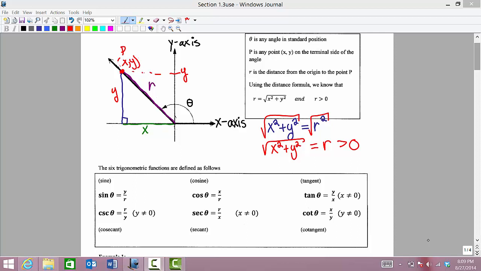Cotangent is abbreviated COT. Cotangent of theta is equal to x divided by y. We want to make sure that y is never 0.